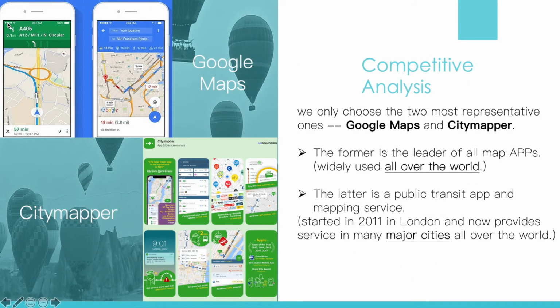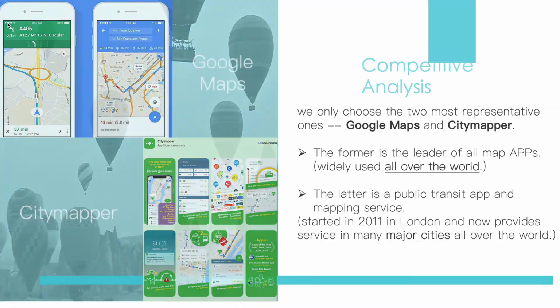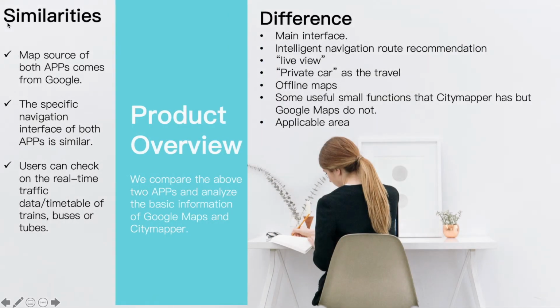The purpose of competitive analysis is to help us clarify the similarities and differences between our current competitors and then find our unique way to surpass them. We only choose the 2 most representative applications, Google Map and City Mappers. Similarities. First, the specific navigation interface of both applications is similar. Users can easily see the most suitable way to travel and have an overview of the route. Second, users can check on the real-time traffic data, timetable of trains, buses, or tubes.